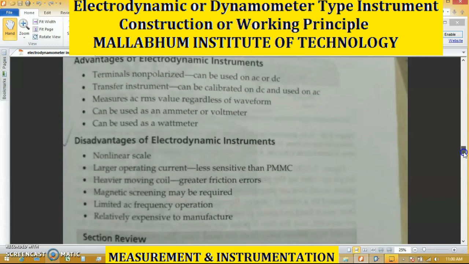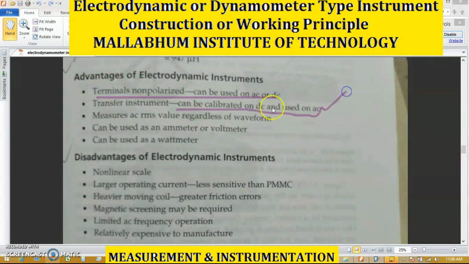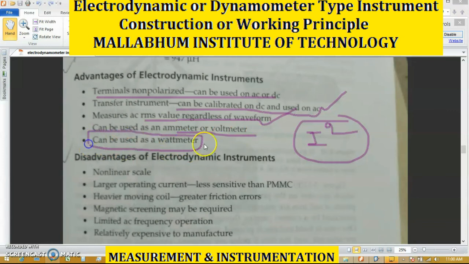Now I want to discuss some advantages and disadvantages. The terminals are not polarized and it can be calibrated on DC as well as AC, as there is no difference. It measures the RMS value regardless of the waveform, that means this current is I squared, the RMS value of the current. It can be used as an ammeter, voltmeter, and the main application of this instrument is as a wattmeter.